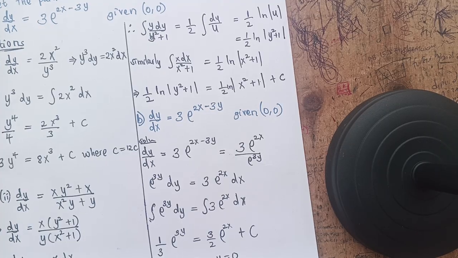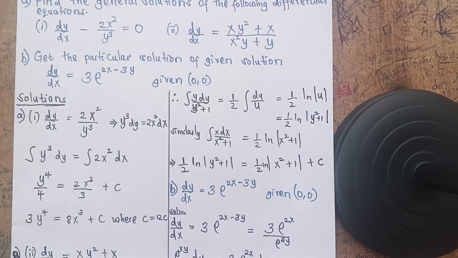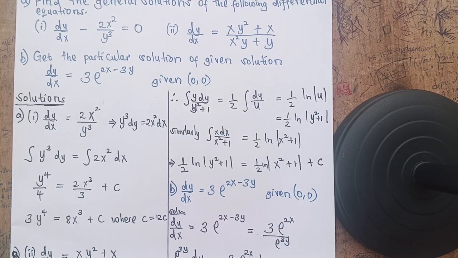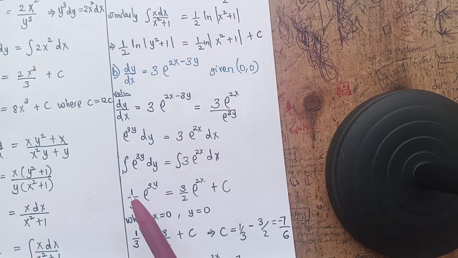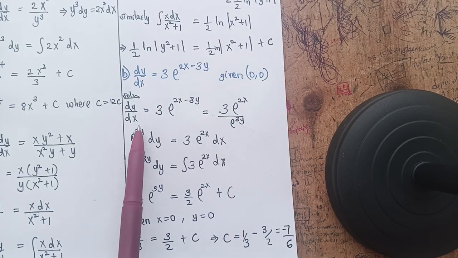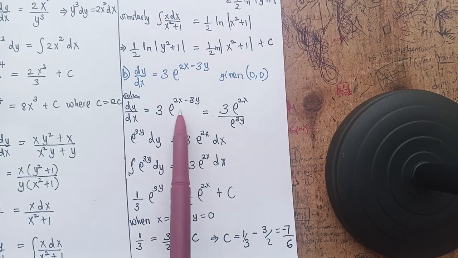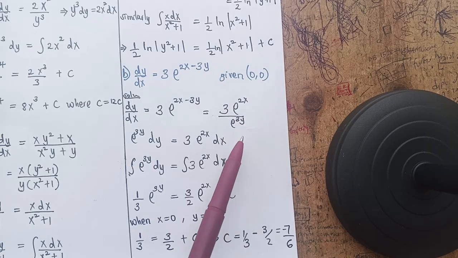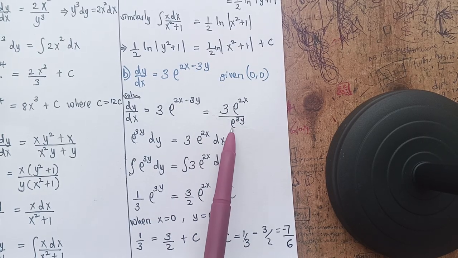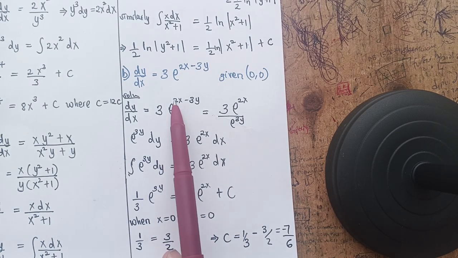So let's move to equation B. In equation B, you are asked to get the particular solution of the given equation, dy/dx is equal to 3 exponential raised to 2x minus 3y, given the point is (0, 0). For this equation, dy/dx is the same as 3 exponential 2x minus 3y, which is the same as 3 exponential 2x over exponential 3y, because if you move it, it goes to the denominator side.